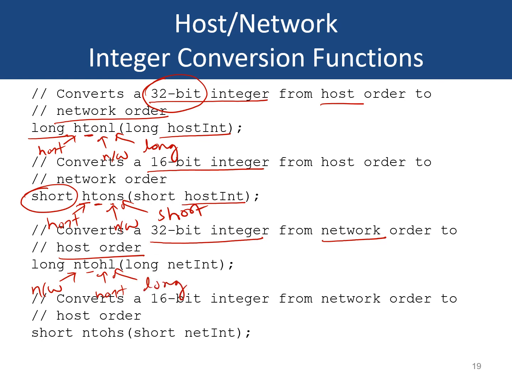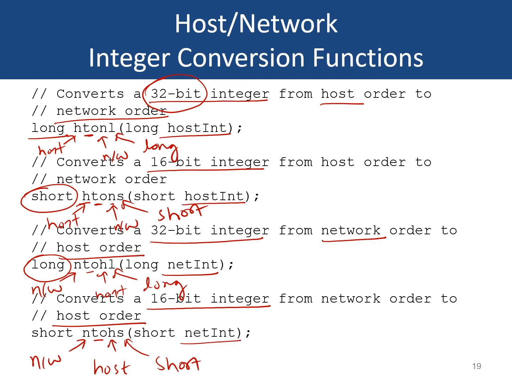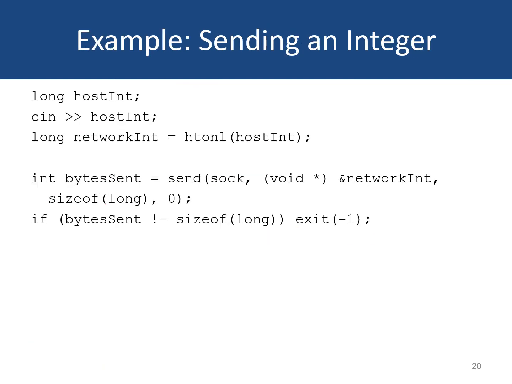This function will accept a 32-bit integer in network byte format and will return the same integer in the host byte format. And finally, to convert a 16-bit integer from the network byte order to the host byte order, you can use this function, N2HS. This function will accept a 16-bit integer in network byte order and return the equivalent integer in the host machine's byte order. This example code illustrates how we can properly send an integer over the network.